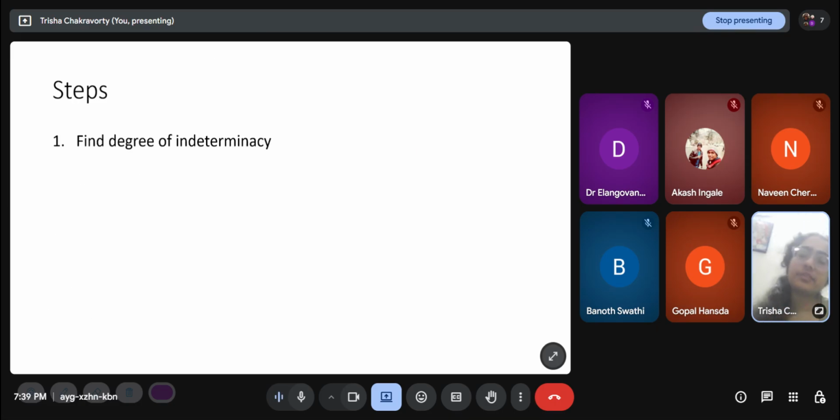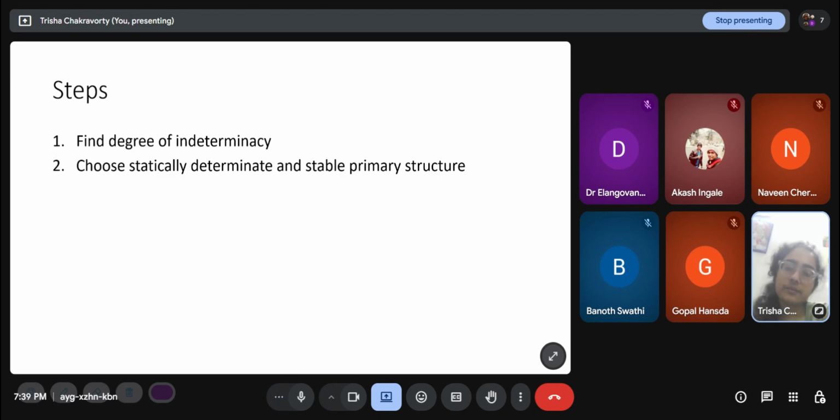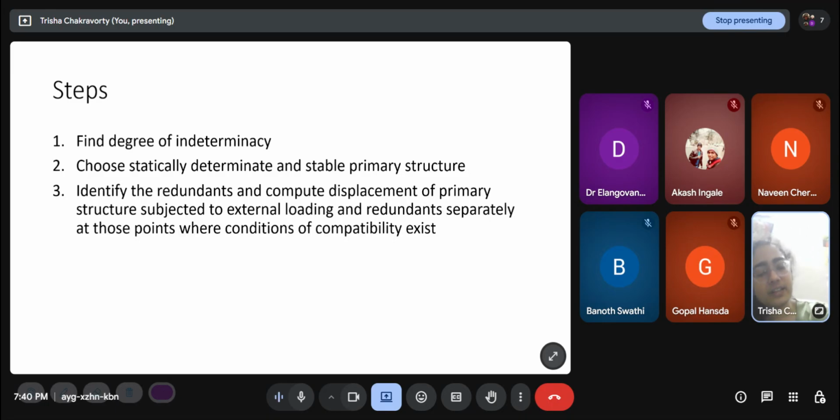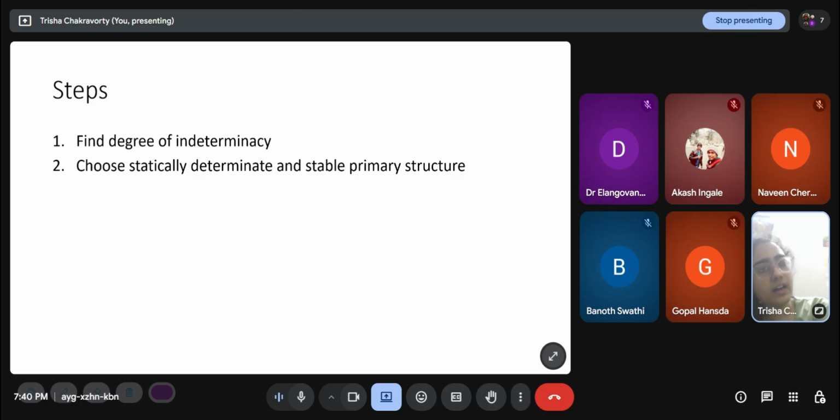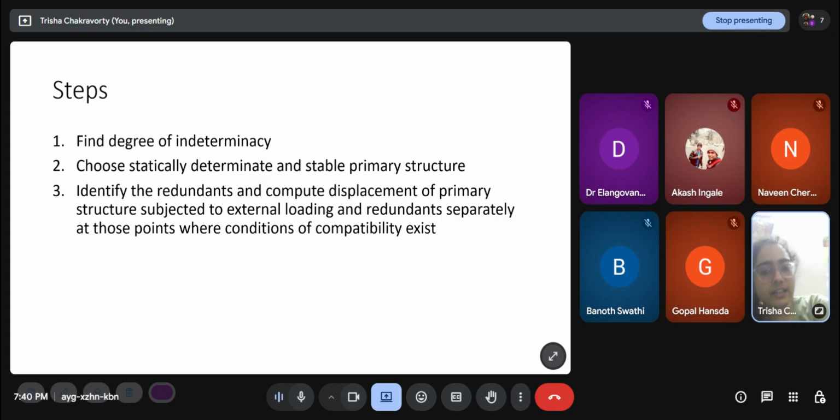We find the degree of indeterminacy. We choose a statically determinate and stable primary structure. Stability is important here because we have to choose the redundant force in such a way that removing it does not make the structure unstable. Identify the redundants and compute.